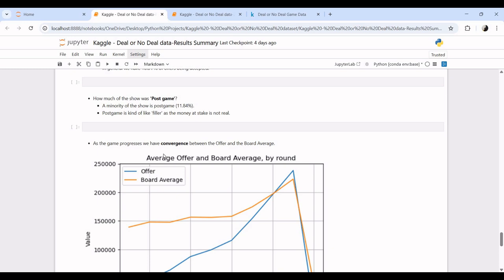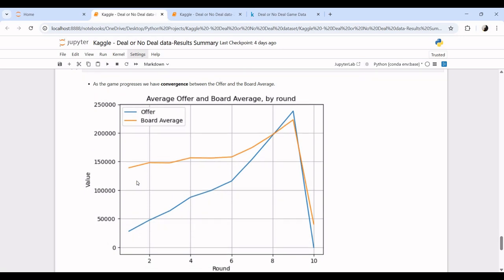On the question of how much of the game or the data is post-game, we found that it's pretty much a minority at 11.84%. So I took post-game to be essentially filler, because the deal had already been struck and no real money was at stake. It was simply hypothetical. So it's nice to see that a minority of the game, or at least the data, is filler.